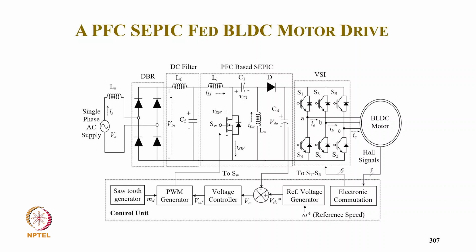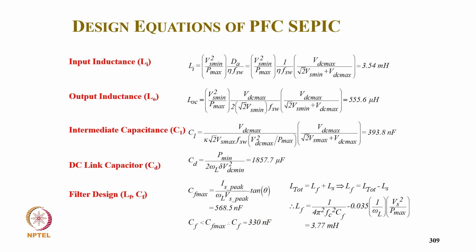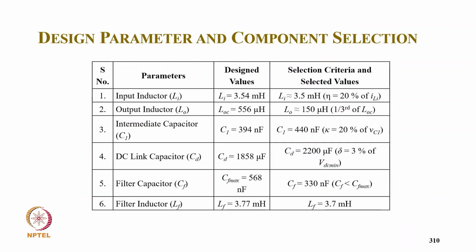Now coming to another converter, the single-ended primary inductance converter, again a buck-boost converter. So here also LO is designed for DCM, but the control is similar to what we already discussed. And these are the switch conduction, diode conduction, and none of the two for the SEPIC converter. You can see clearly here also the output inductor is designed in DCM. And these are the design values: Li calculated from the formula is 3.54, LO is calculated as 556 microhenry, C1 is 393 nanofarad, CD is equal to 1857, and the EMI filter size is CF equal to 330 nanofarad and 3.77 millihenry. These are of course calculated.